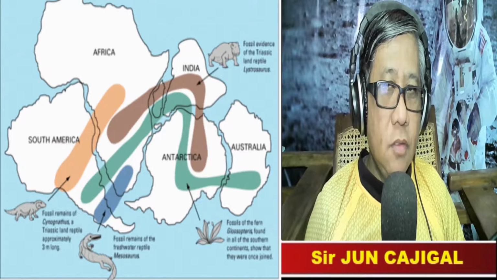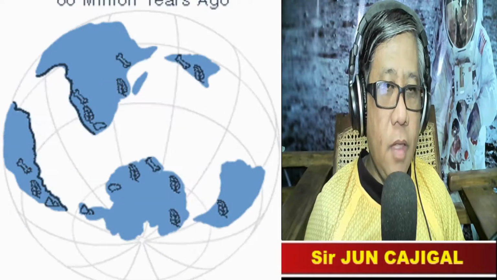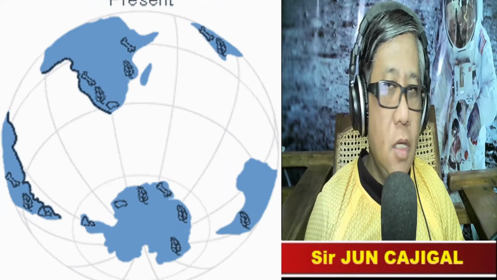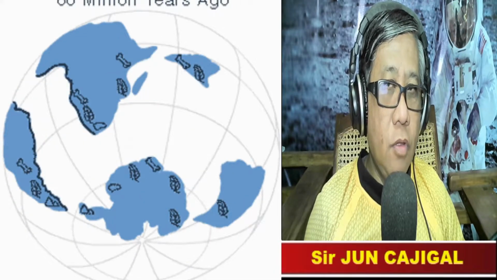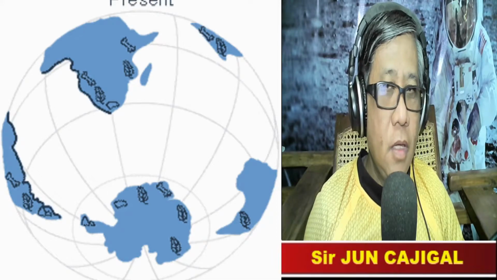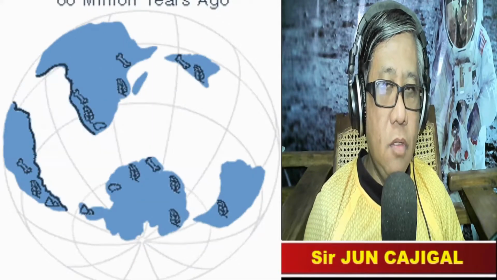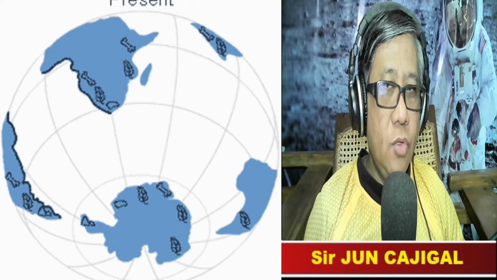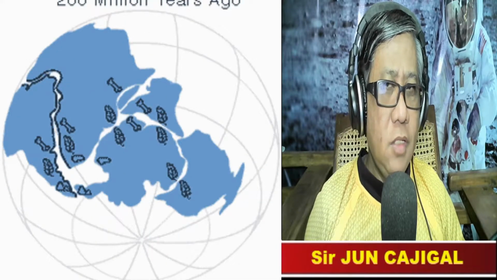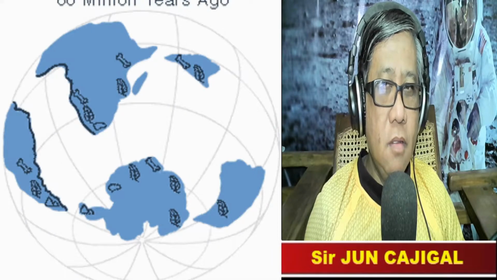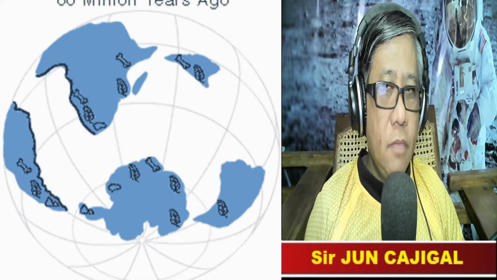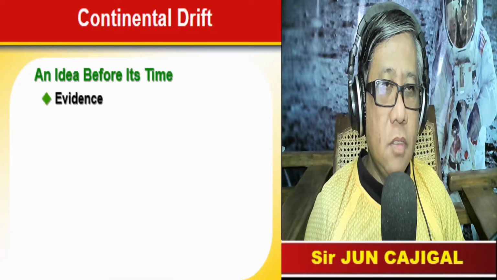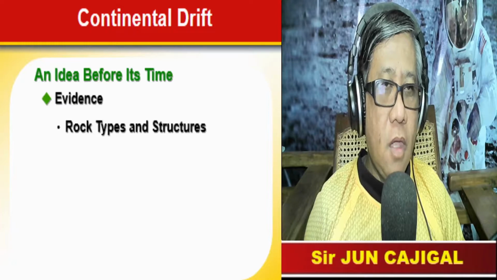Fossils of similar types of plants and animals in rocks of similar age have been found on the shores of different continents, including Antarctica, suggesting that these continents were once joined together. So isn't that fascinating indeed? Now, another line of evidence that would support the continental drift hypothesis is the types of rocks and structures.